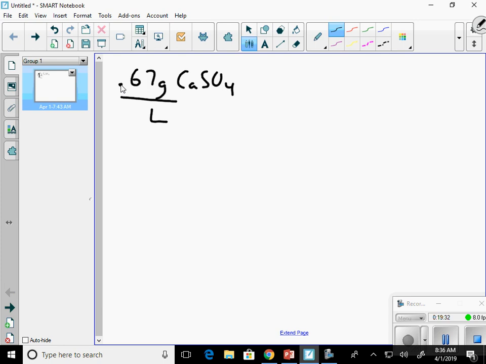Okay, I'm given 0.67 grams per liter of calcium sulfate. First thing I want to do is get rid of grams and get that to moles. Moles per liter, molarity, that's your molar solubility. That's step number one. So I need to cancel out grams. Grams is on the bottom. Moles is on the top.